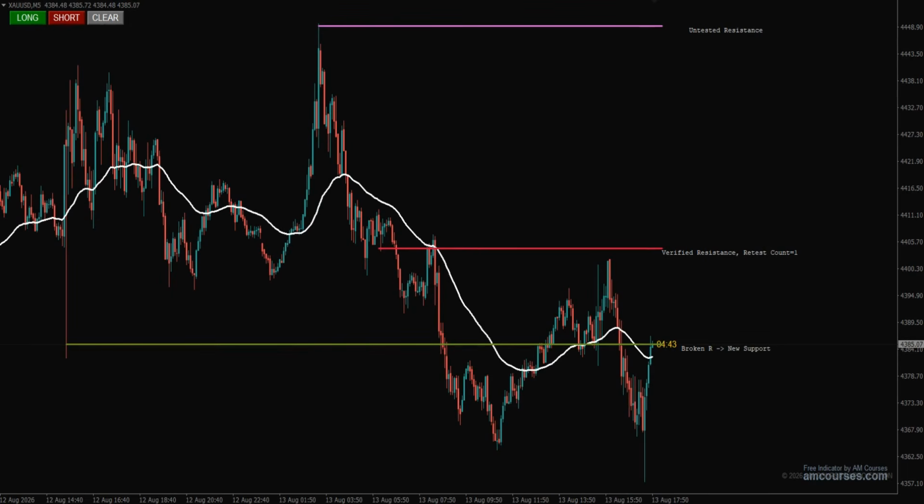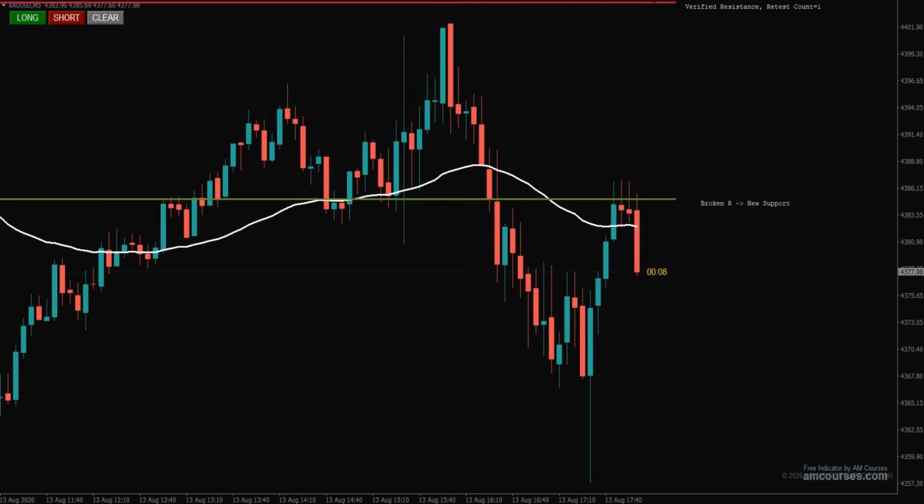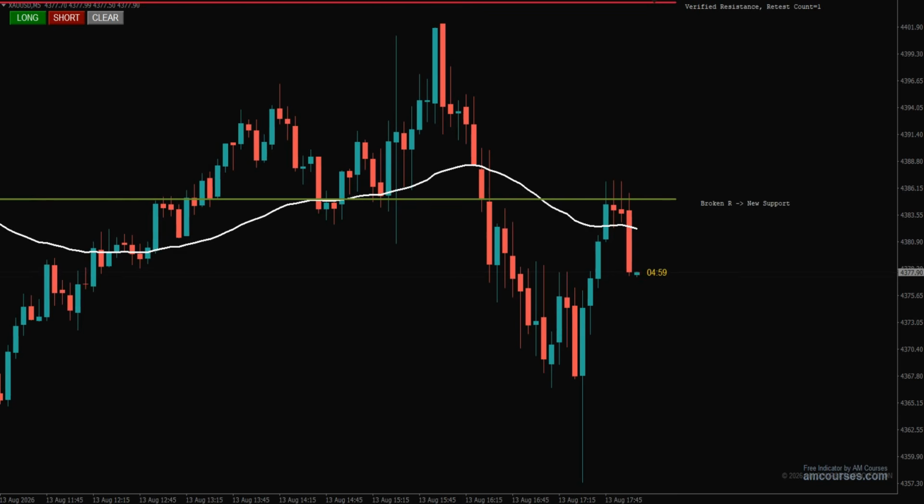Second trade, same level as the first one. After my first target was hit, price did not just keep falling, it came back up, all the way back to the level I had traded off a few hours earlier. My indicator still has this marked as broken resistance turned support, but price is now below it. So for me, it is doing the opposite job. It is a ceiling now.